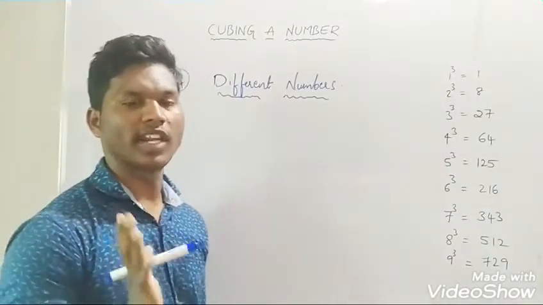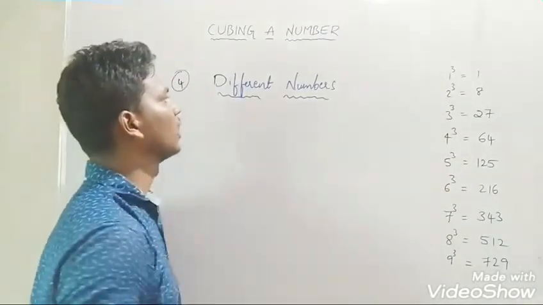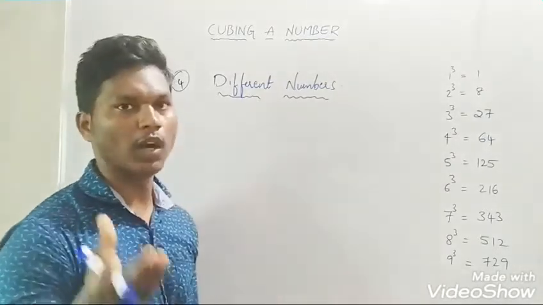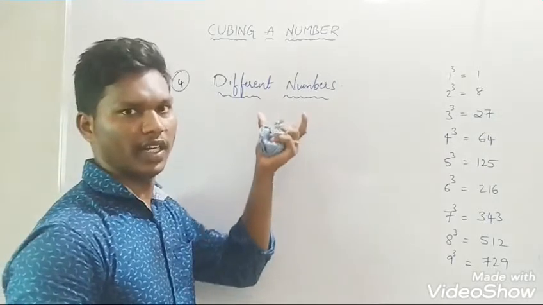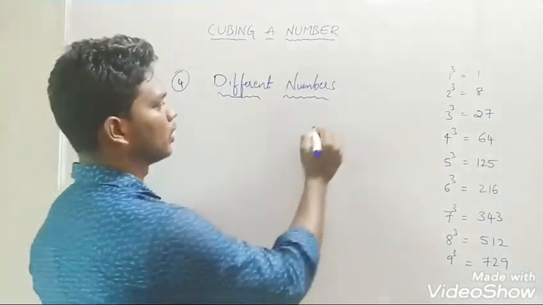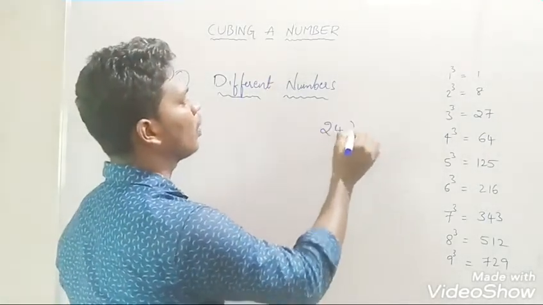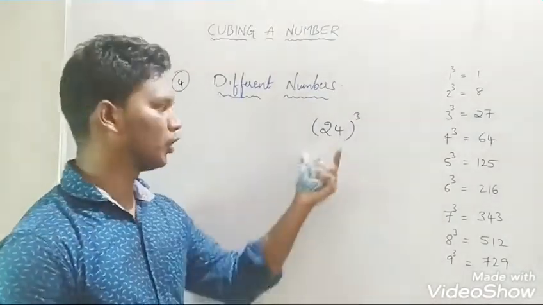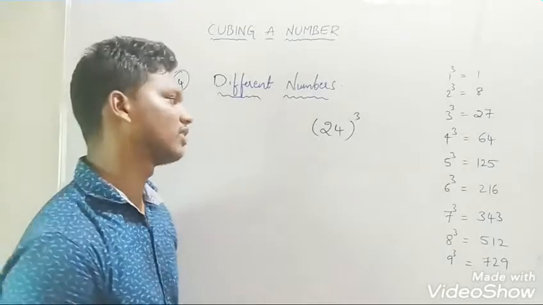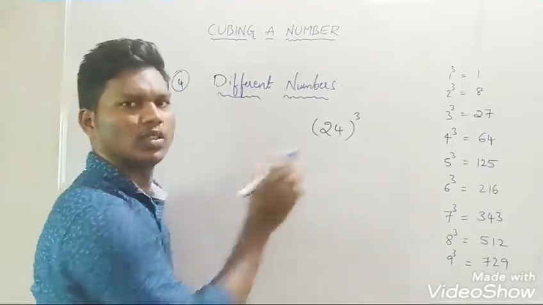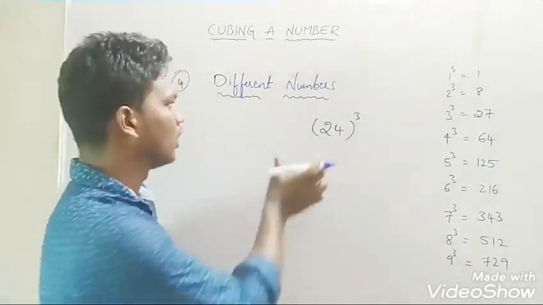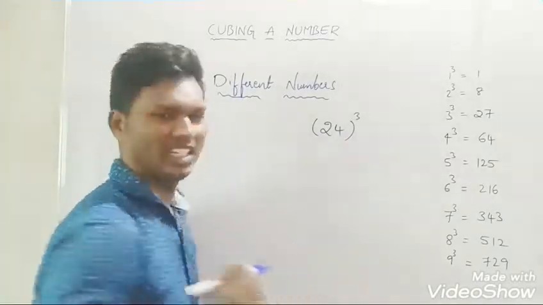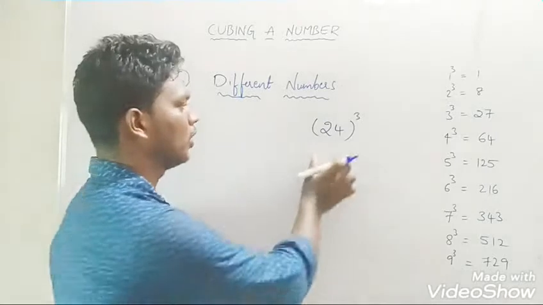Okay friends, so trick number 4, this is the last trick. So if you want to find the cube of a different number, right? So cube of a different number. Suppose let us take one example. You want to find the value of 24 cube. Here 2 and 4 are different numbers, right? See friends, to solve the cube of a different number, there is some complexity, but it is very easy friends once you understood.